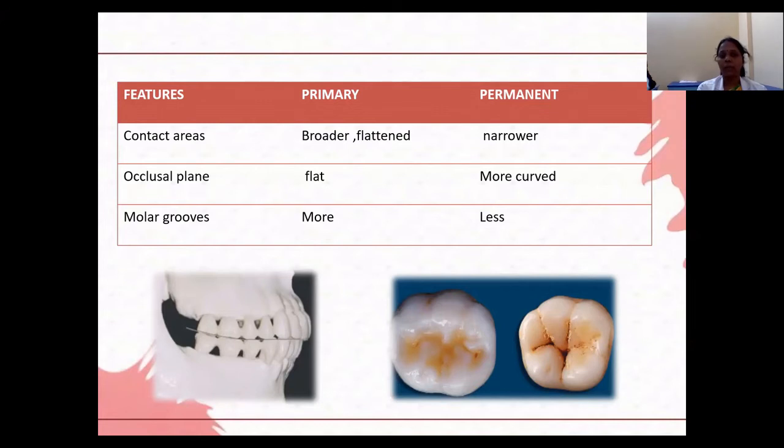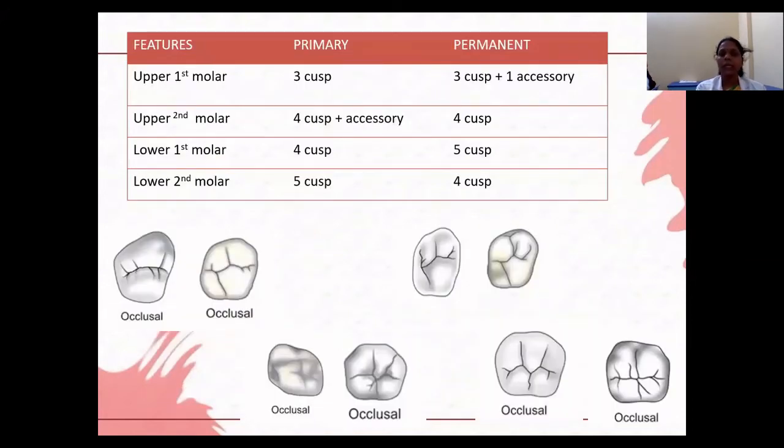And regarding the grooves, you can see in the second picture that there will be more grooves present in the primary teeth when compared to the permanent teeth. And the number of cusps differs between the primary and permanent teeth. For the upper first molar, usually 3 cusps will be present in the primary tooth, but for the permanent tooth, 3 cusps will be present along with 1 accessory cusp lingually. For the upper second molar, usually 4 cusps will be present, and for permanent teeth also only 4 cusps will be present.